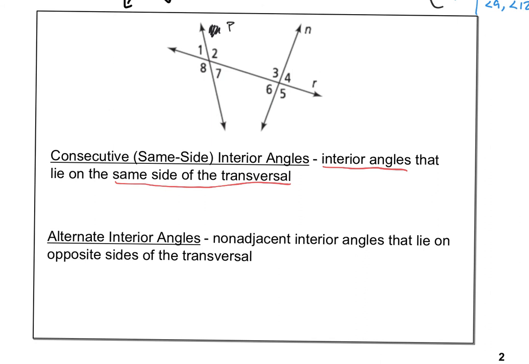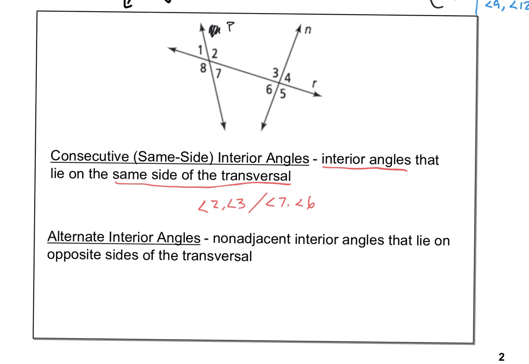In this picture, since I only have the one transversal of R, those are going to be angles 2 and 3, and then angle 7 and angle 6. So 2 and 3 are same side interior angles, and 7 and 6 are same side interior angles. Okay, because they are on the same side of the transversal.